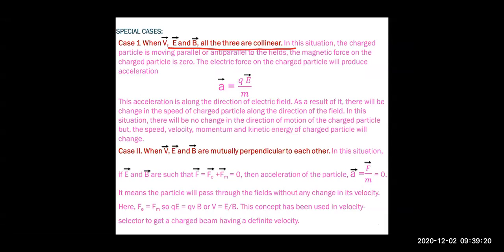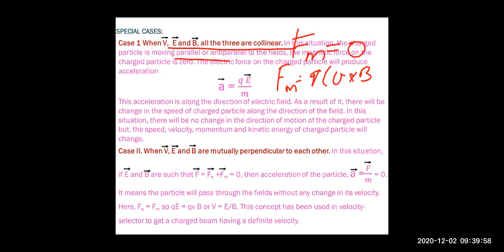Now, if they are parallel to each other or anti-parallel, right? If they are parallel, the angle theta will be 0. And if they are anti-parallel, theta will be 180 degrees. So in that case, the magnetic force Fm equals Q V cross B. Cross means sine theta. So sine 0 is 0 and sine 180 is 0. So when they are parallel, Fm becomes 0 in the Lorentz force.